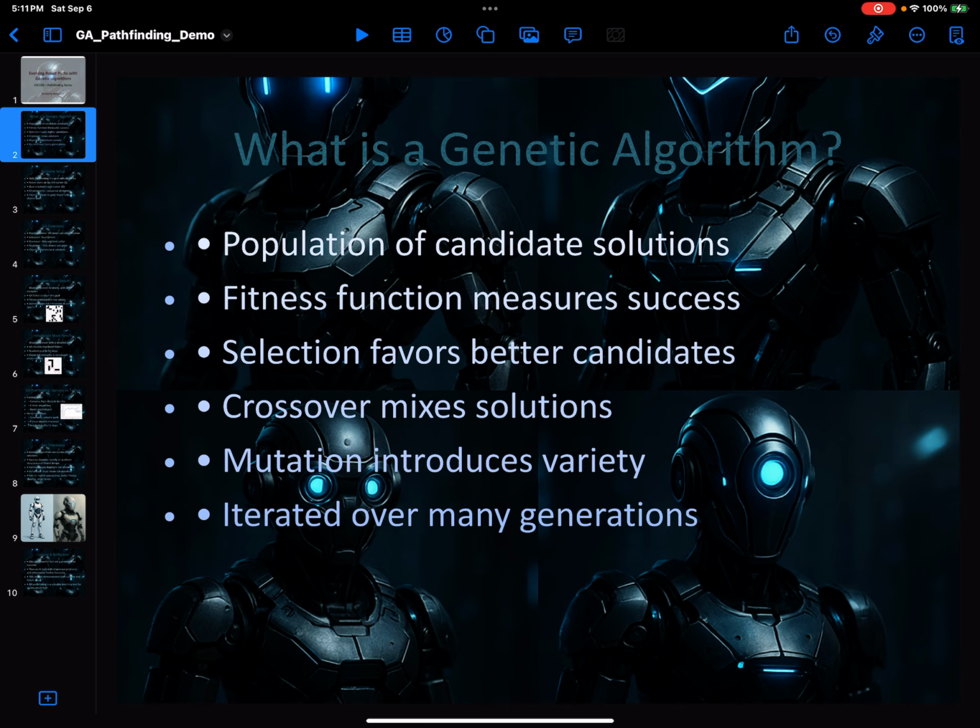What is a genetic algorithm? A genetic algorithm is a type of search and optimization method inspired by natural selection. Instead of solving a problem directly, we evolve a population of candidate solutions. Each candidate is scored with a fitness function, which tells us how good it is. Then, through selection, crossover, and mutation, we generate new candidates. Over many generations, the population evolves toward better and better solutions.